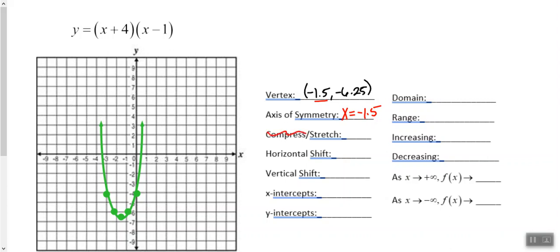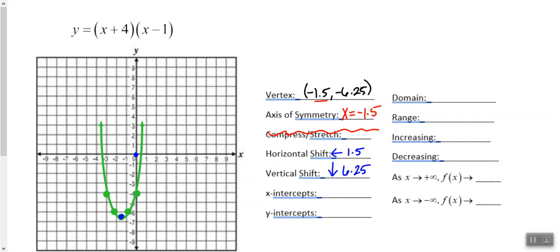We're not going to worry about compression and stretch. My horizontal shift is asking, how did my vertex move from the origin? So my vertex went to the left 1.5. So we went left 1.5, and then we went down 6.25.